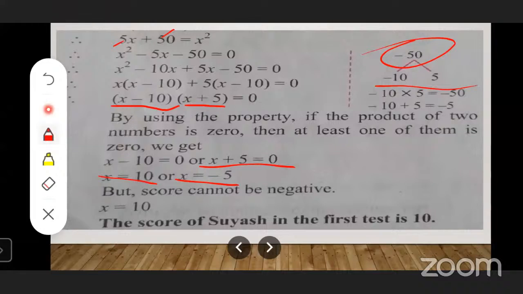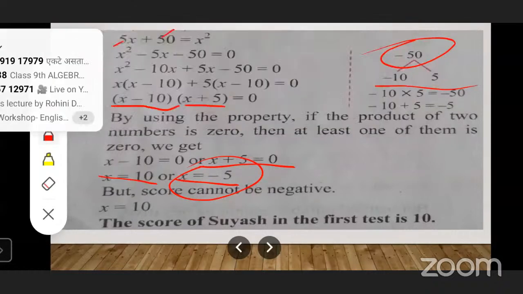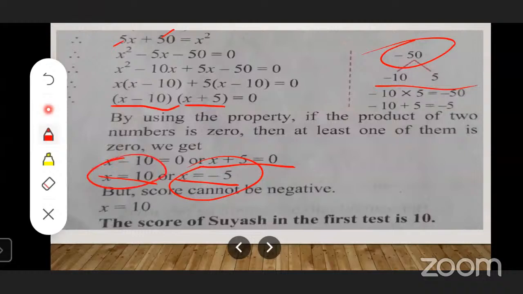But what are we finding out? We are finding out the score in the test. Score cannot be negative, so this minus 5 is an unacceptable, invalid value. So which value are we going to take? We are going to take x is equal to 10. And x is equal to 10 is nothing but the score in the first stage, and they have asked for the score in the first stage itself. So what will be your last line? The score of Suresh in the first stage is 10. Understood, students? Yes.